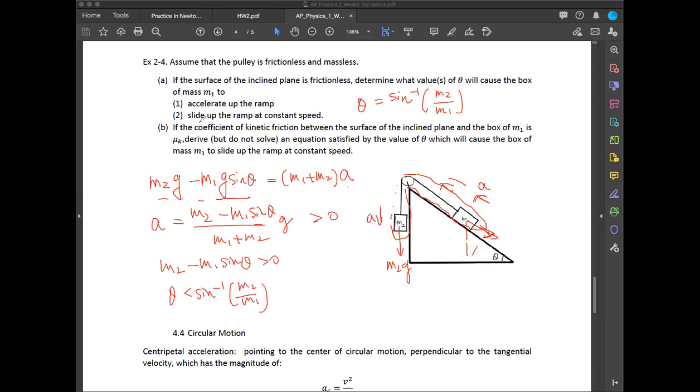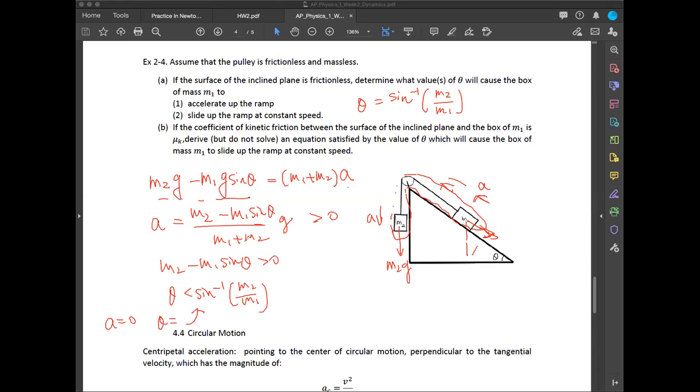Part 2, slide up the ramp at a constant speed, which means A has to be 0, right? It just moves constantly. So we set A equal to 0, and the numerator must be 0. So theta is exactly equal to this value. Okay.